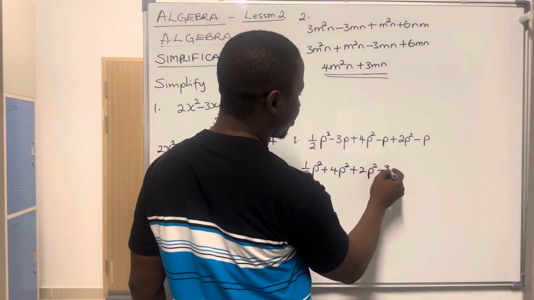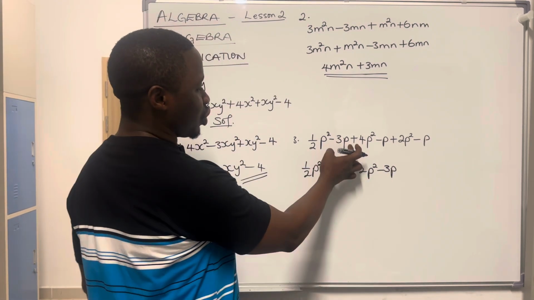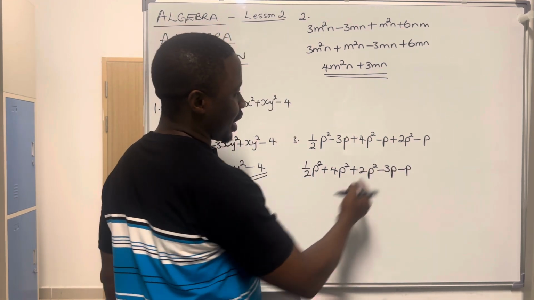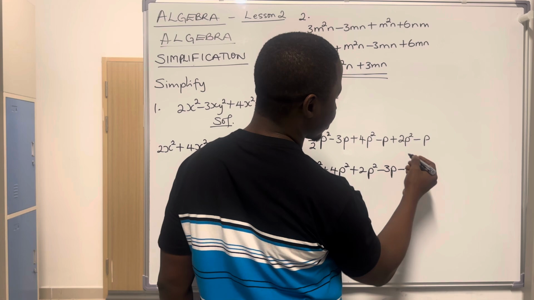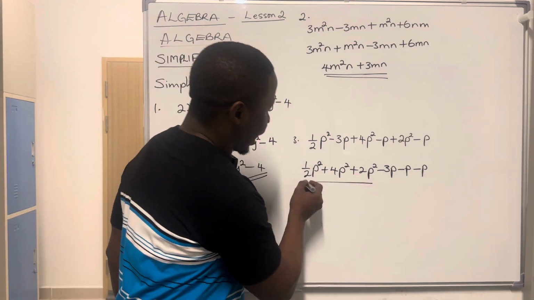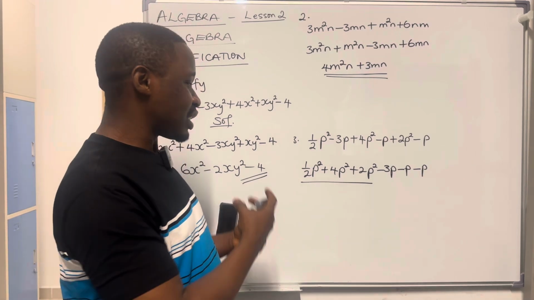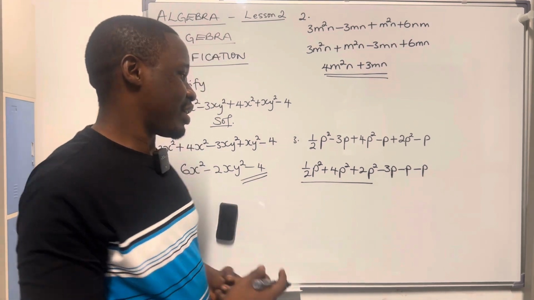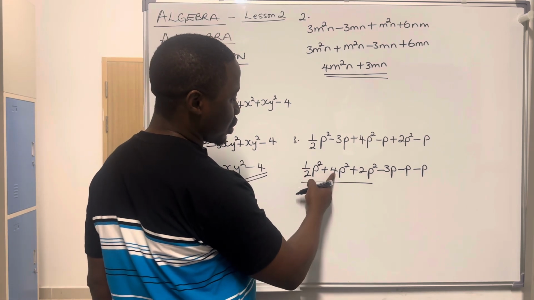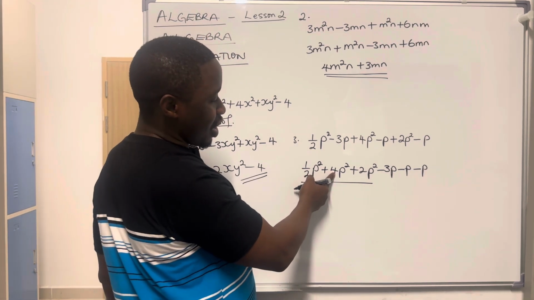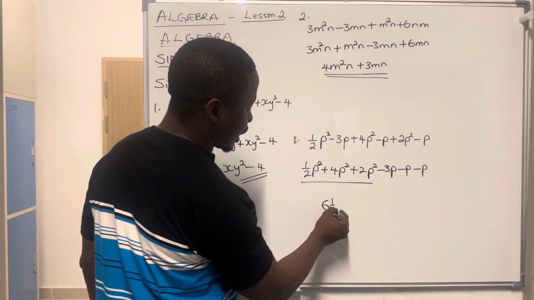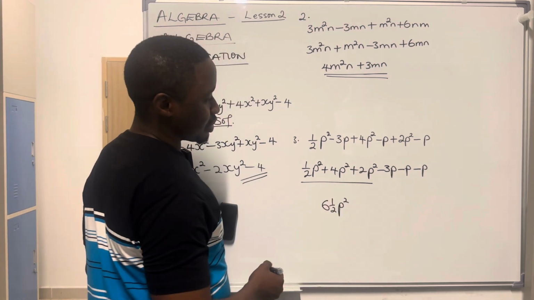Minus 3p. Any other term with just p? This one. Minus p. From there, we come to this minus p. So these ones are like terms. We can add them because they have the same variables, they have the same power. Okay, so what do? Half plus 4 is 4 and a half. 4 and a half plus 2 is 6 and a half. So 6 and a half p squared.